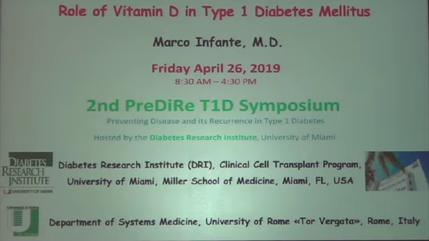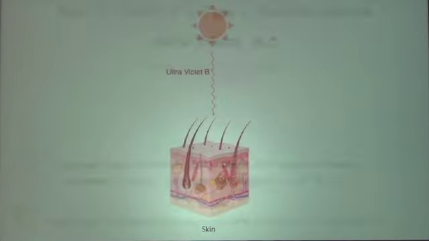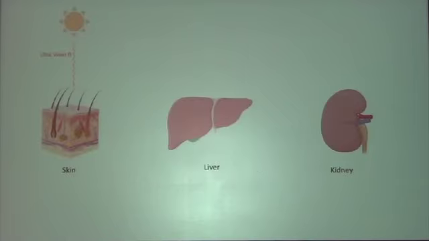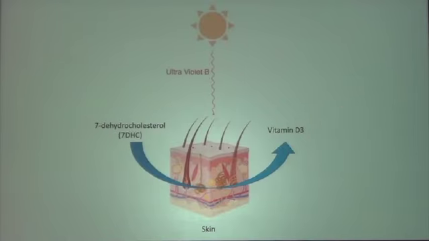So I'm going to talk about the role of vitamin D in type 1 diabetes. First and foremost, vitamin D is a steroid hormone that can be obtained from diet, but it is mainly produced in the skin from its precursor, that is 7-dehydrocholesterol. Under solar UVB radiation, 7-dehydrocholesterol is converted into its vitamin D3 form.